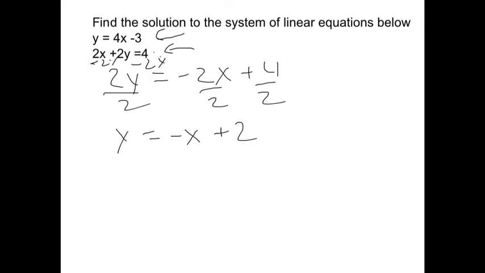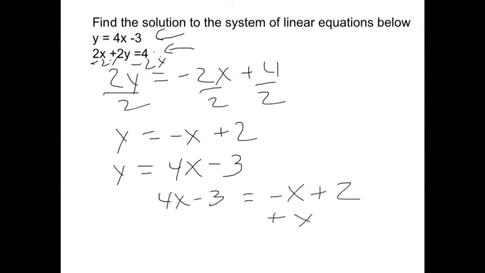So now I have y = -x + 2 and y = 4x - 3 as my two equations. Now they're both in slope-intercept form. So because they both equal y, and my goal is to find the one value of y where they both are equal, I'm going to set them equal in order to find out what that would be.